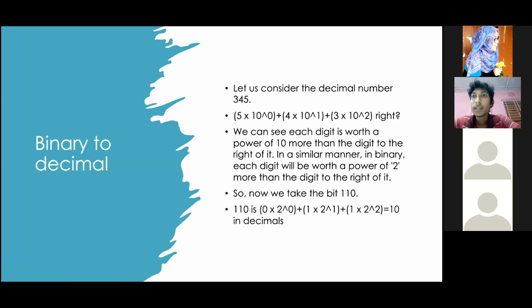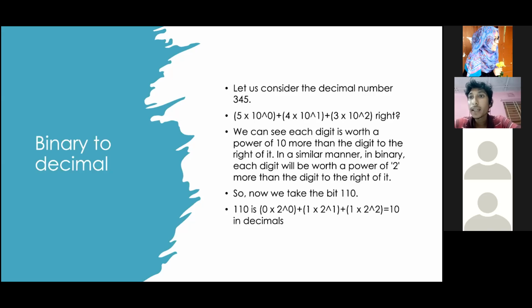Binary to decimal. Let us consider the decimal number 345. It is 5 times 10 to the power 0, plus 4 times 10 to the power 1, plus 3 times 10 to the power 2, right? We can see each digit is worth a power of 10 more than the digit to the right of it. In a similar manner, in binary, each digit will be worth a power of 2 more than the digit to the right of it.